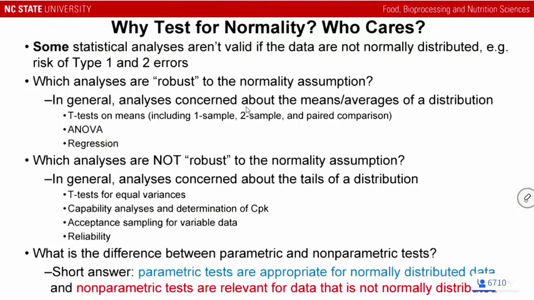Why should we test for normality? Well, if you don't, you might end up making the wrong conclusion. And if you make the wrong conclusion, then you could have a type 1 error or a type 2 error. You could either have a false positive or a false negative, and the consequences are pretty severe.